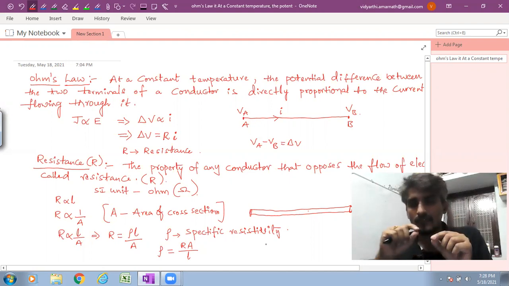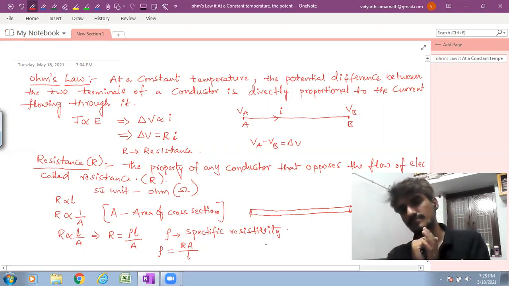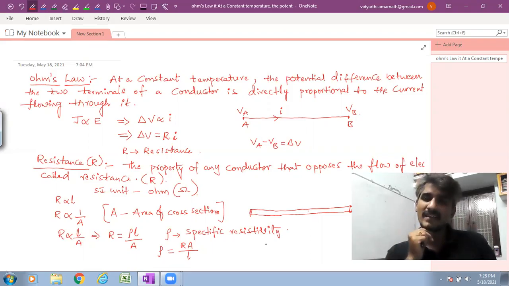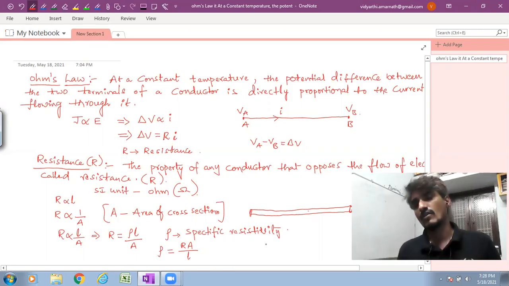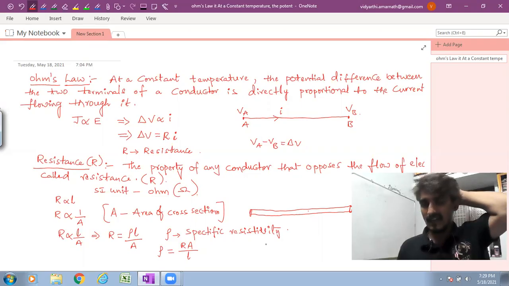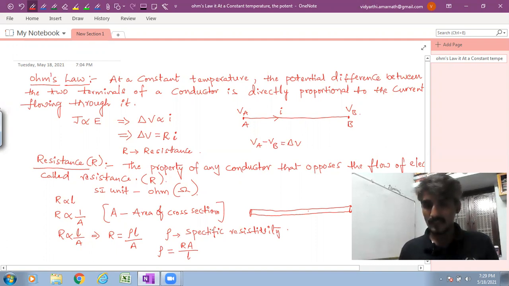Why is it happening? Because though the length and area of cross section are the same, it depends upon the nature of the material. Why does it change according to the nature of the material? Because in the beginning, I already told you that the drift velocity depends upon the density of electrons. Am I right or not? Drift velocity depends upon the density of electrons. Current depends upon the density of electrons, meaning N, the electron density.